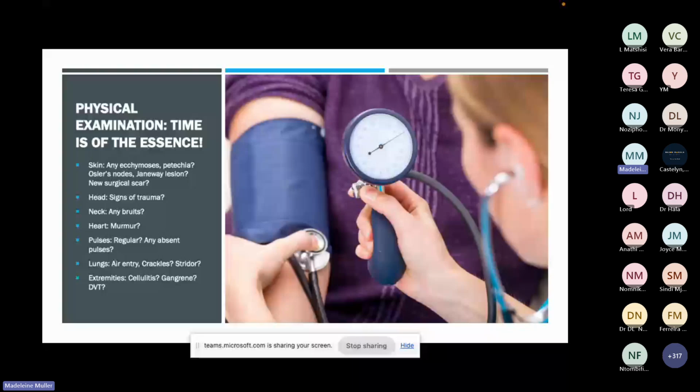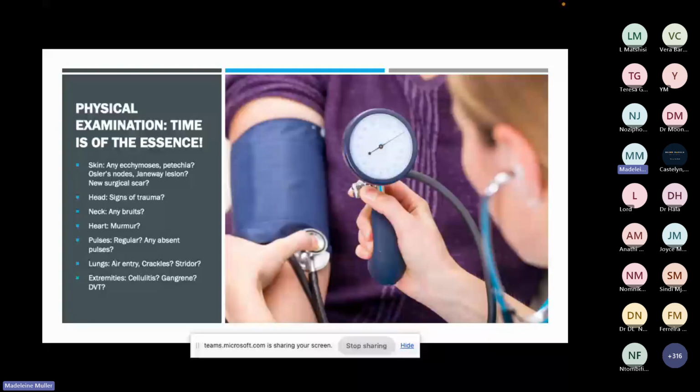All right, so going to our examination, firstly, you're going to start with your general examination. So this involves also looking at the skin. Are there any signs of bleeding anywhere? Does the patient have any ecchymosis, any petechiae? Does the patient have Osler nodes or Janeway lesions? This way you are thinking infective endocarditis. Does this patient have a new surgical scar? This is talking about now the patient being sedentary, or rather less mobile, and thus at risk of thrombosis. And then are there any signs of head trauma? Does the patient have any bruise in the neck? Now you're thinking maybe carotid thrombosis.